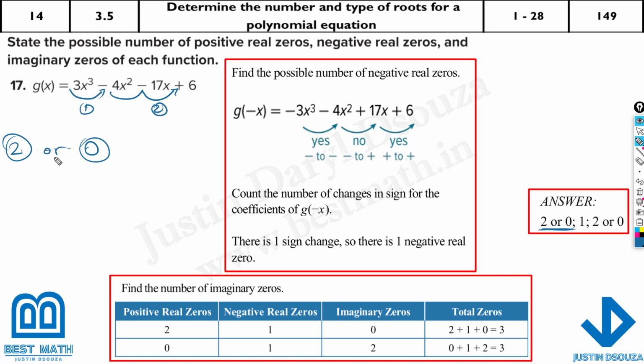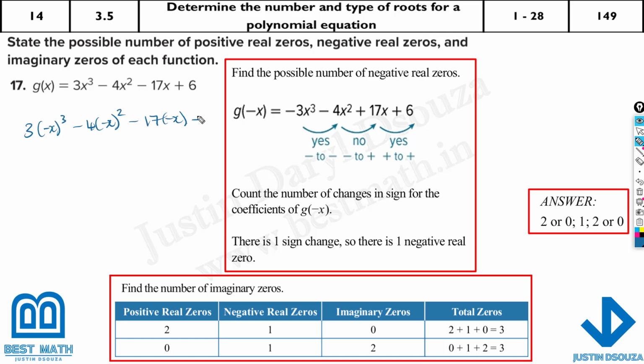Now then, once you have got this 2 or 0, what next? Here then, you can change this x to minus x. Now what I'll do is over here, this is going to be minus x whole power 3, minus 4 times minus x the whole power 2, minus 17 times minus x plus 6. So this is going to be minus 3x cubed minus 4x squared. Why? Because this becomes positive and the minus remains. Now minus and minus will become plus 17x plus 6. What is the final answer?